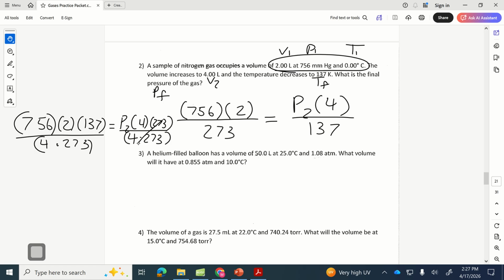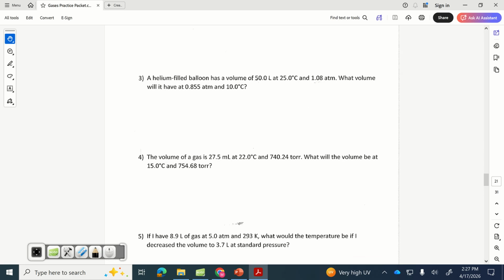And I get a very, very low pressure of 18.8 millimeters of mercury. I think that always makes me a little worried. It seems very, very small, but we are decreasing the temperature to 140 Kelvin, so that's understandable, and we're increasing the volume, so pressure is definitely being affected, so it's dropping quite a bit. Let's try one more.